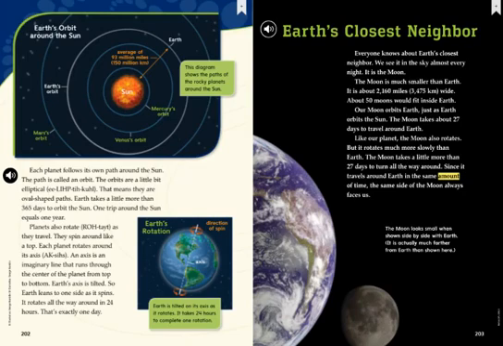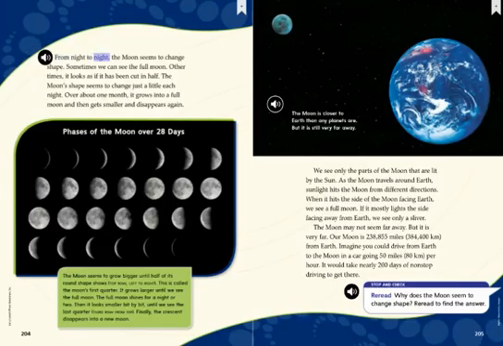The moon is much smaller than Earth. It orbits Earth just like Earth orbits the sun. It rotates too, but the same side always faces us. From night to night, the moon seems to change shape. Sometimes we can see the full moon. Other times it looks as if it has been cut in half. The moon's shape seems to change just a little each night.